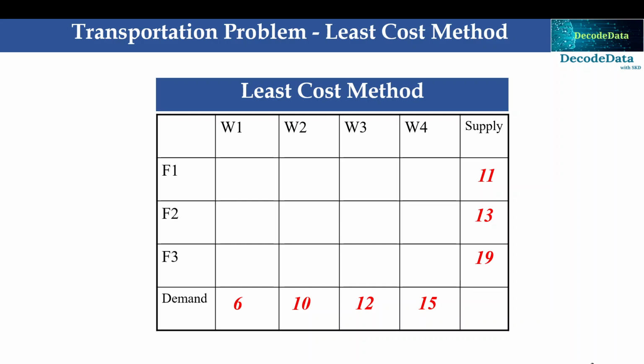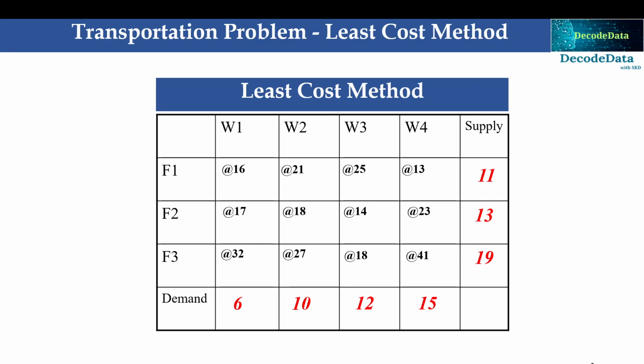In this case, if you calculate 11 plus 13 plus 19, this is 43, and the demands 6, 10, 12, 15 also total 43. So I have taken the same example I showed in the previous video. Now, the cost for transferring from factory 1 to warehouse 1 is 16. The cost from factory 1 to warehouse 2 is 21. The cost from factory 1 to warehouse 3 is 25, and this is 30. So all the costs are mentioned. Now I hope you understand the matrix.